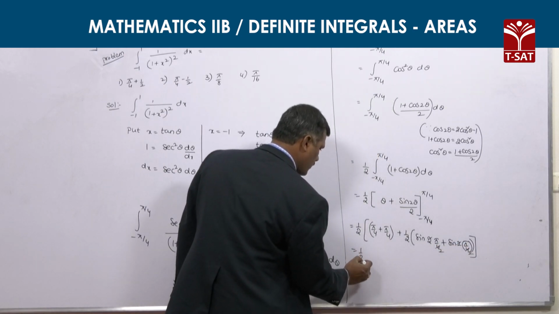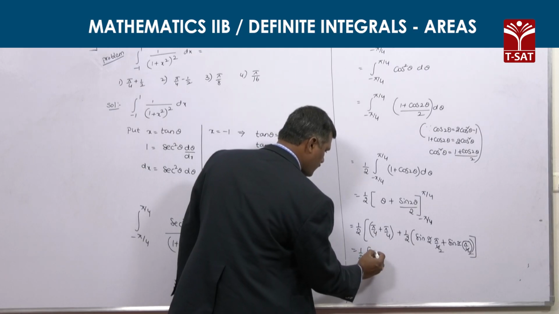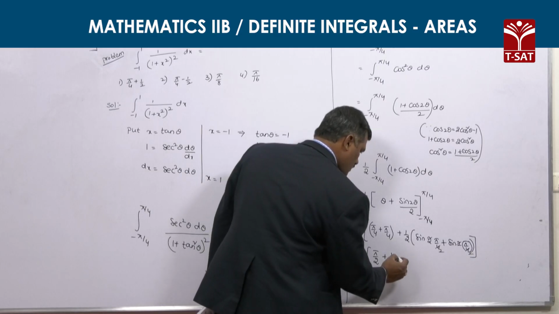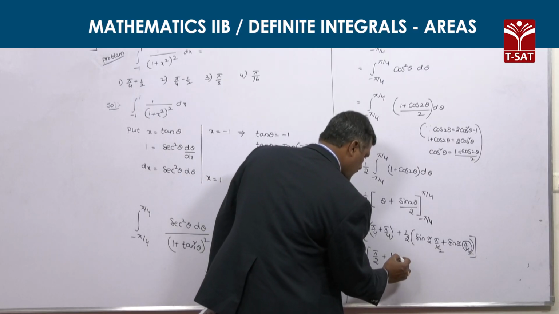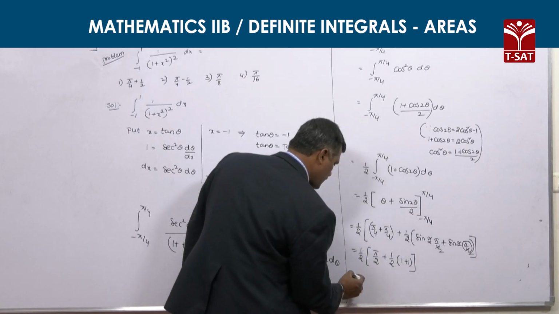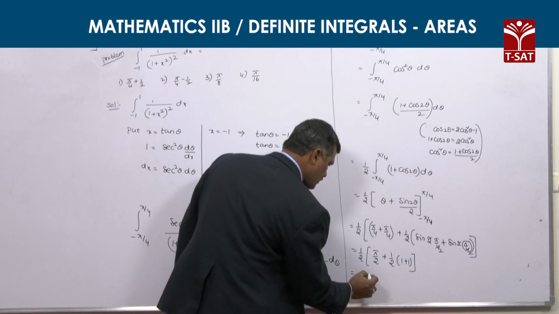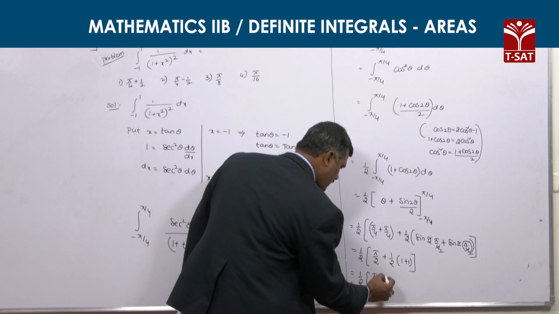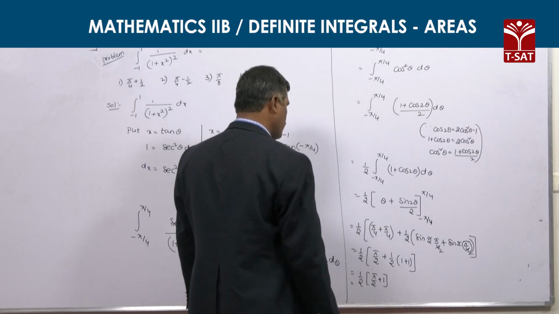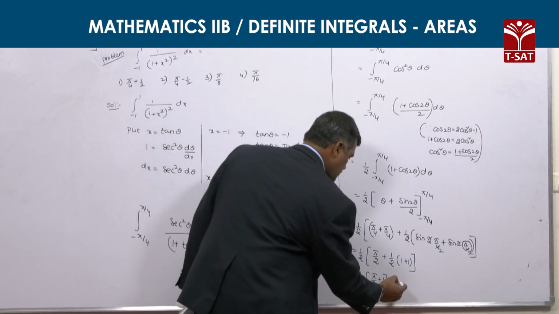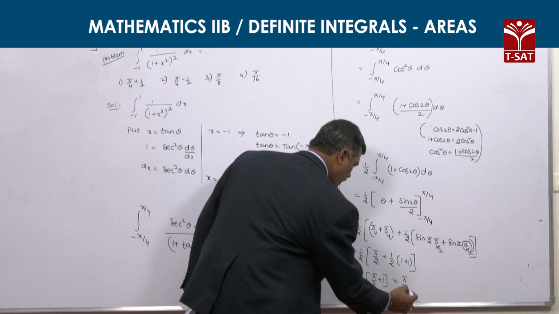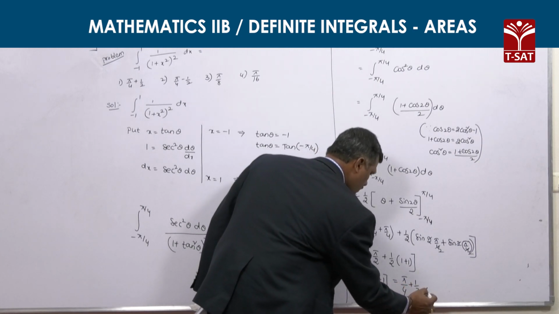That is equal to 1 by 2 into pi by 4 plus pi by 4, which is pi by 2, plus 1 by 2 into sin 90 plus sin 90, that is 1 plus 1. That is equal to 1 by 2 into pi by 2 plus 1, which is pi by 4 plus 1 by 2. That is 1 by 2 into pi by 2 is pi by 4, plus 1 by 2.